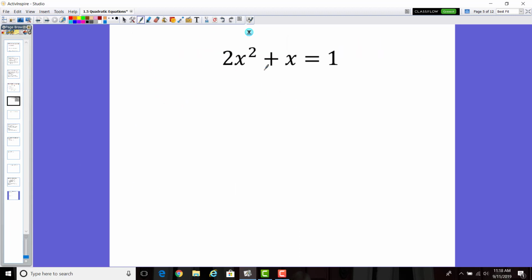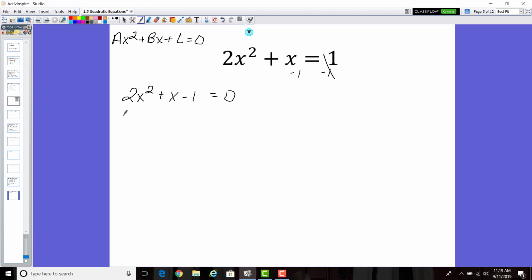Okay, next example, I still want you to solve by factoring. Again, one side has to equal 0. And remember, we want it in squared term plus variable term plus number equals 0. So when I subtract 1, it has to go behind the x. So 2x squared plus x minus 1 equals 0.